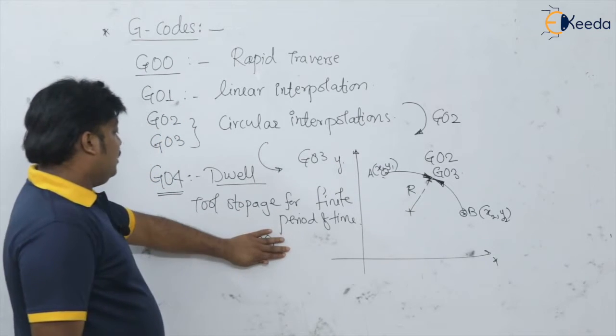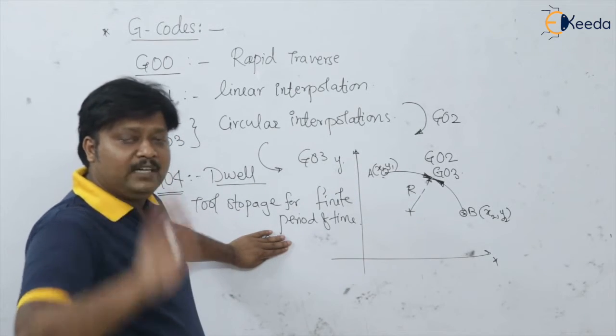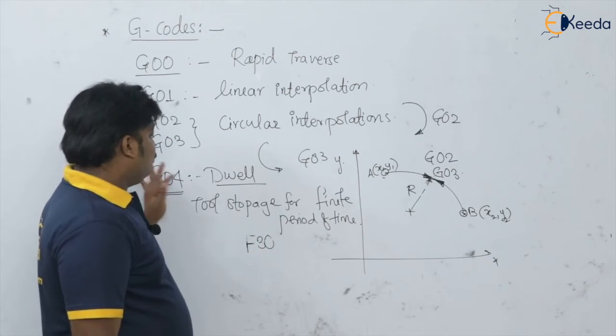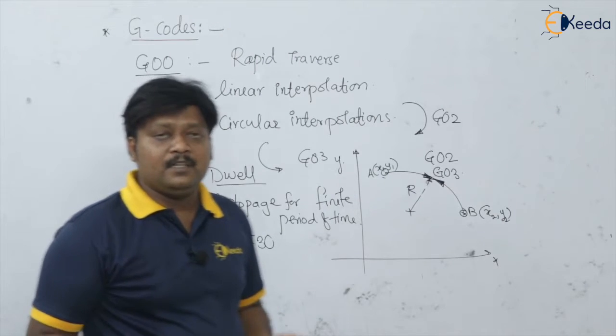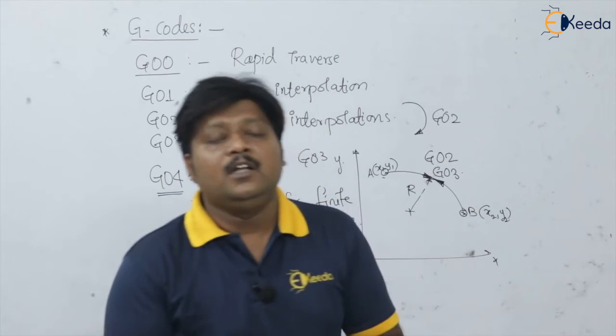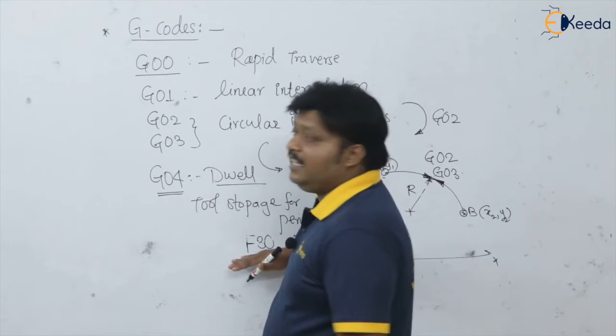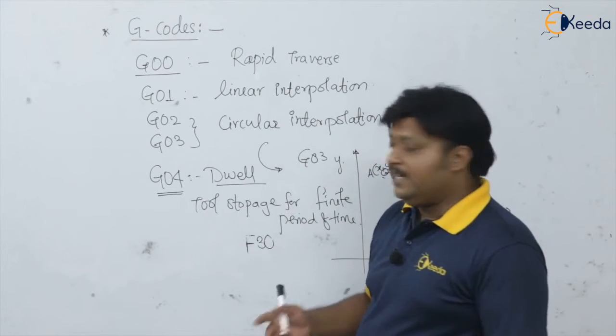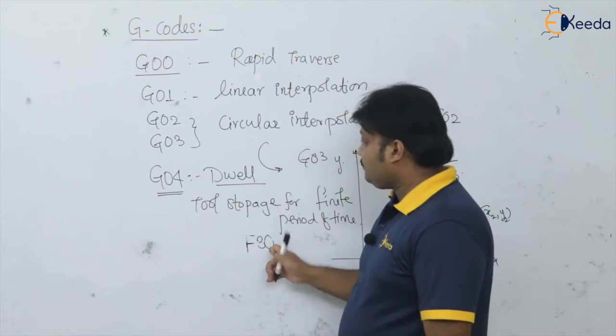If this value is not there, and you only specify G04 and directly write the program, there will be a syntax error. So G04 should be followed by how much time? The dwell time you have to write there by using this F, and whatever the value of time, you have to write here in seconds.